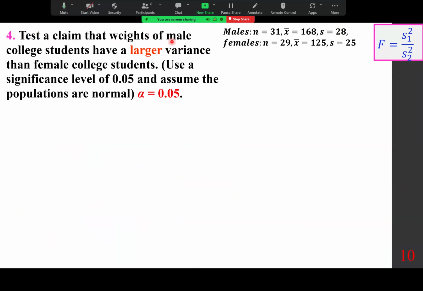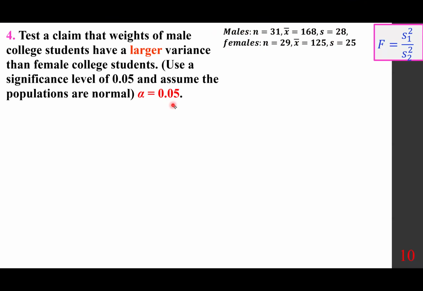Test a claim that weights of male college students have a larger variance than female college students. Use a significance level of 0.05 and assume the populations are normal. Alpha is 0.05. So in this case, it's given for males, for females, and alpha is 0.05. Now, I've got to tell you what we use here is known as the F table, the F distribution. It's a very limited table, and it's skewed to the right, and it's all positive values.